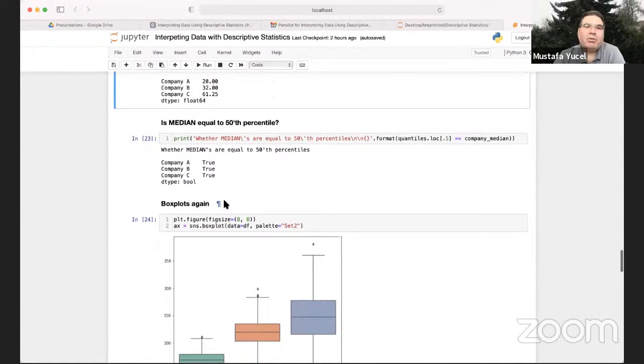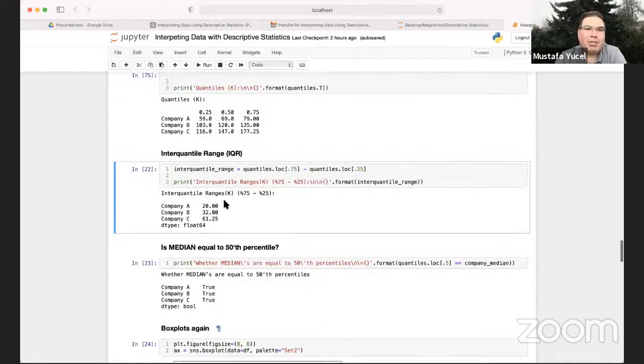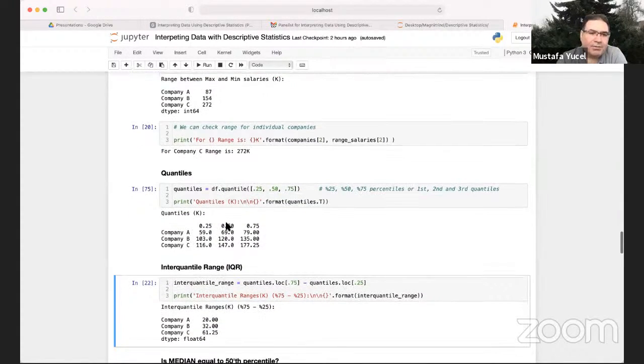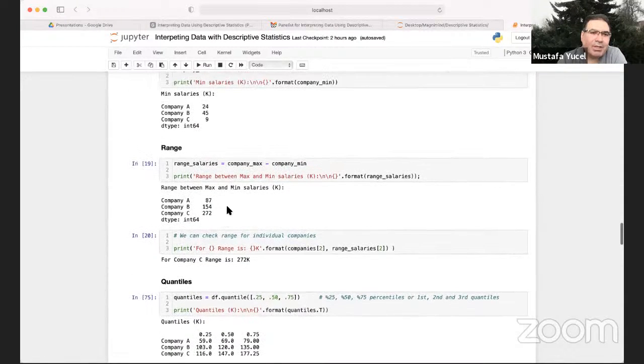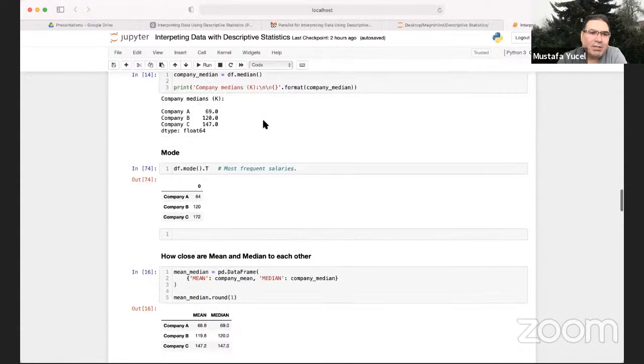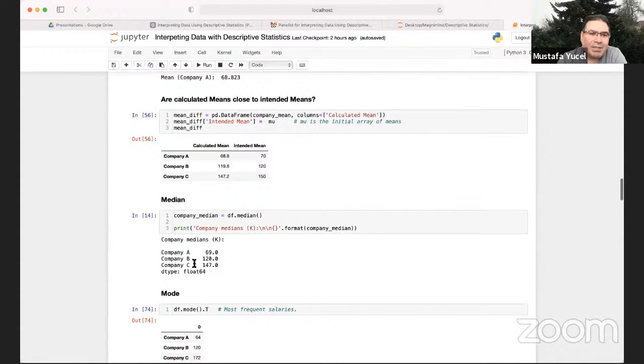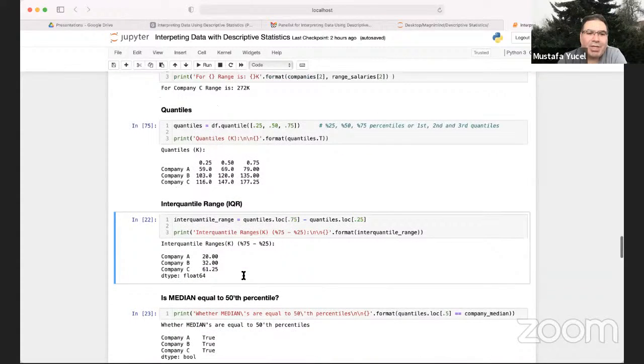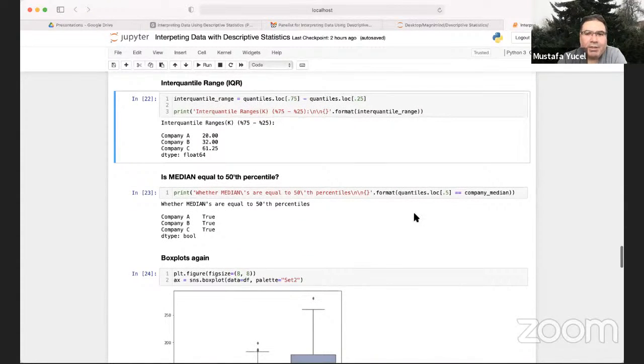Is median equal to 50th percentile? Here, as I said, this is the 50th percentile, but we have, it's not indicated here, we have, let's say, calculated means above. Here we already calculated means. Now we just want to check, these are the means, but are these means really equal to the 50th percentile? So we are just doing that here. Let me take this. We just make a comparison.